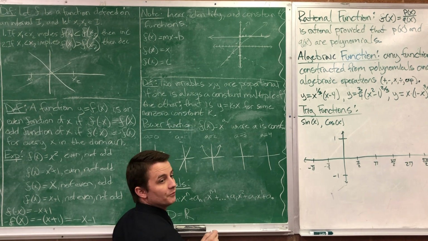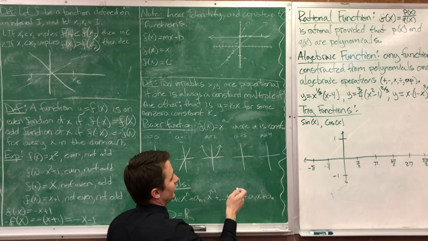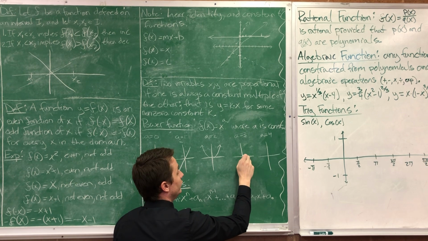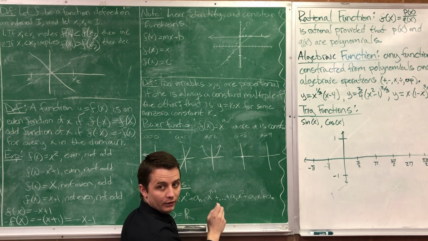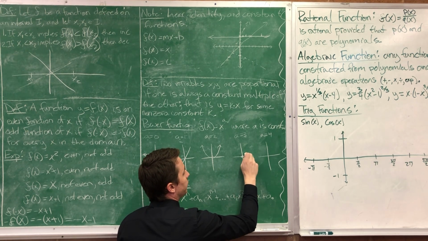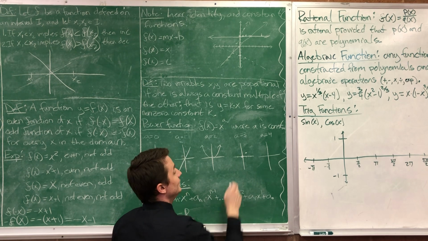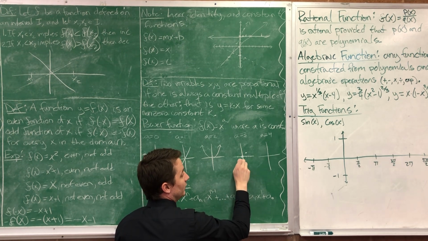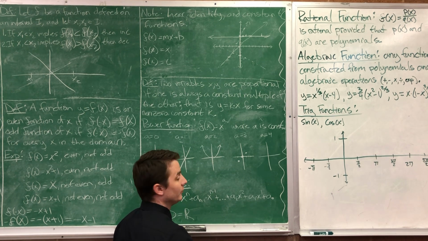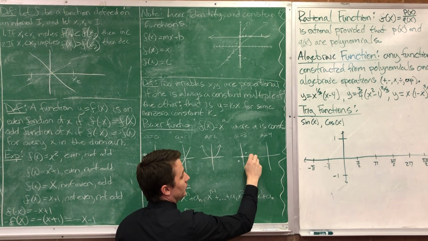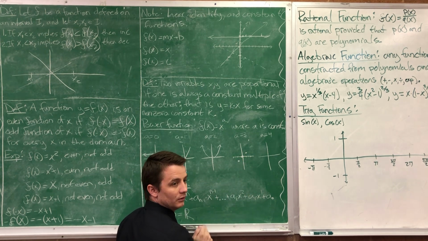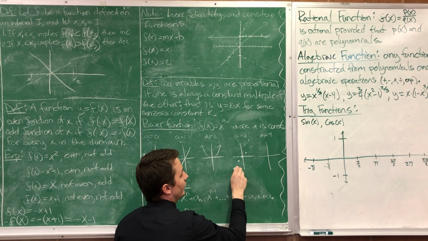Let's get a rough idea of what this one looks like. So when I plug in 0, what do I get? 0. 0 cubed is 0, right? When I plug in 1, what do I get? 1. When I plug in negative 1, what do I get? Negative 1. Negative 1 times negative 1 times negative 1 is negative 1. When I plug in 2, what do I get? 8, so we're already way up there. And when I plug in negative 2, what do I get? Negative 8.